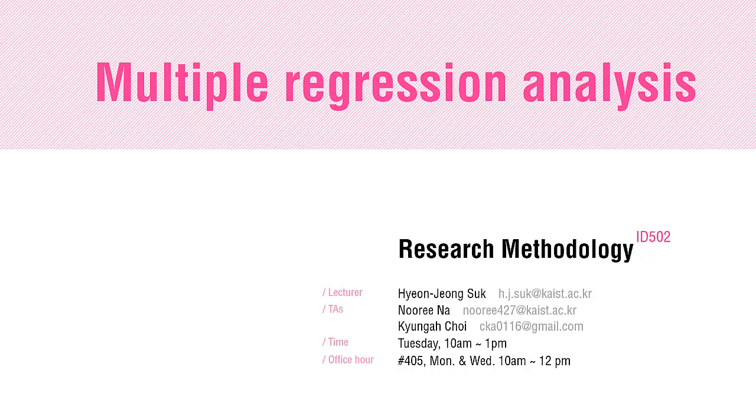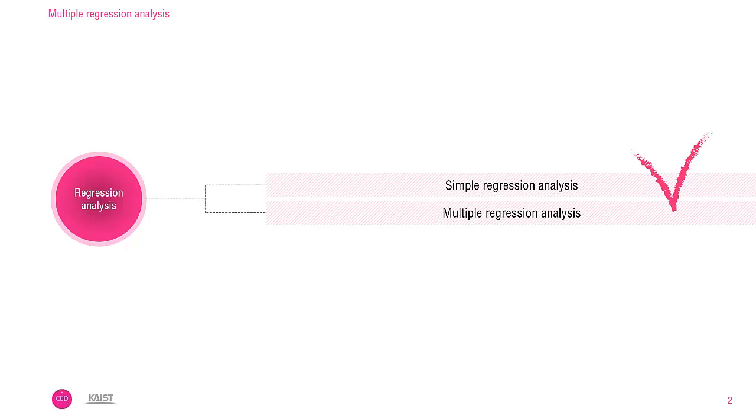Continuing from the simple regression analysis, let's learn about multiple regression analysis. In Korean, it is called 다중회귀 분석 or 중회귀 분석. Distinguishing multiple regression analysis from simple regression analysis, you just need to remember the number of independent variables. When there are two or more independent variables, you perform a multiple regression analysis. But in both cases, the dependent variable is one.